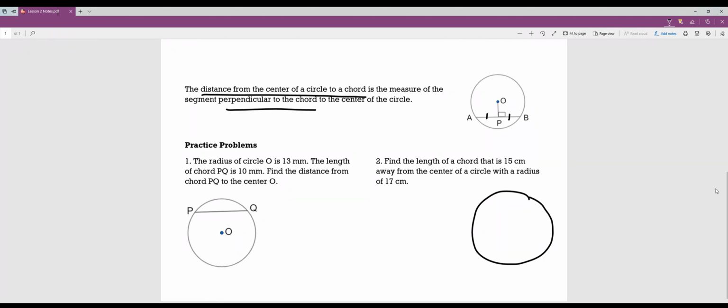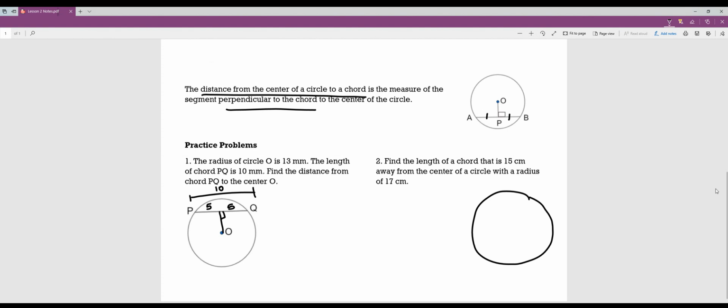Here on number 1, the radius of circle O is 13 millimeters. The length of the chord is 10 millimeters. I want to find the distance from chord PQ to center O. So remember, I'm finding that perpendicular distance. So I'm going to draw that here. Here's my perpendicular distance. And remember, it also bisects my chord. So if my whole chord is of length 10, that's going to make each of these sides 5.